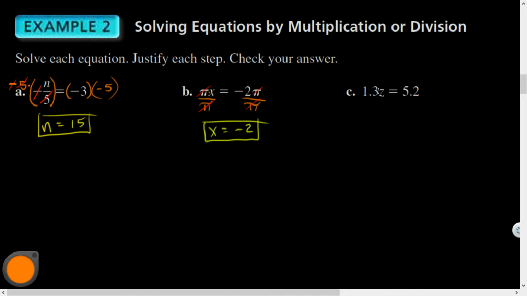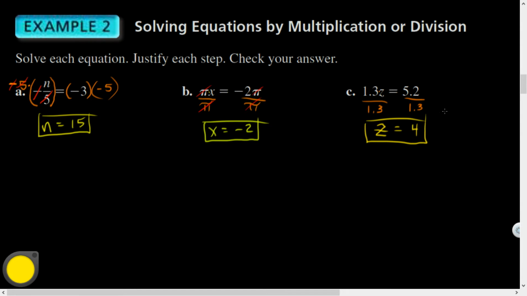All right, over here, what's happening to z? Z is being added by 1.3. Is it being subtracted by 1.3? No, z is being multiplied. How do I undo multiplication? Yeah, divide both sides by 1.3. The 1.3's cancel out. I'm going to get z is equal to, that I believe is 4.